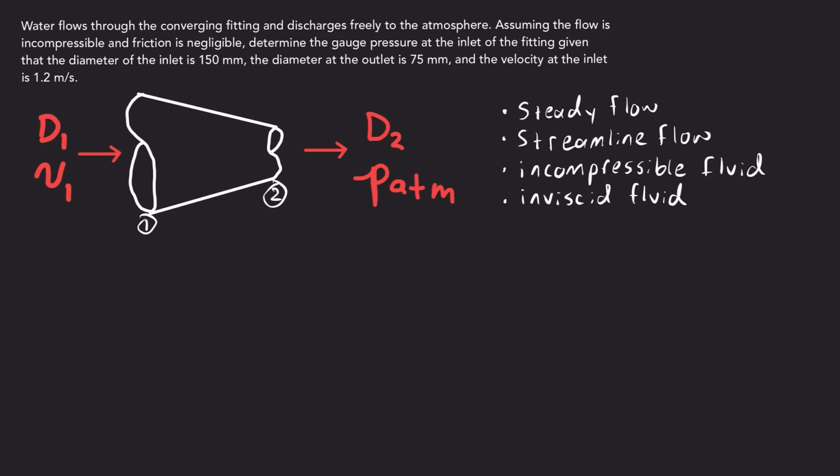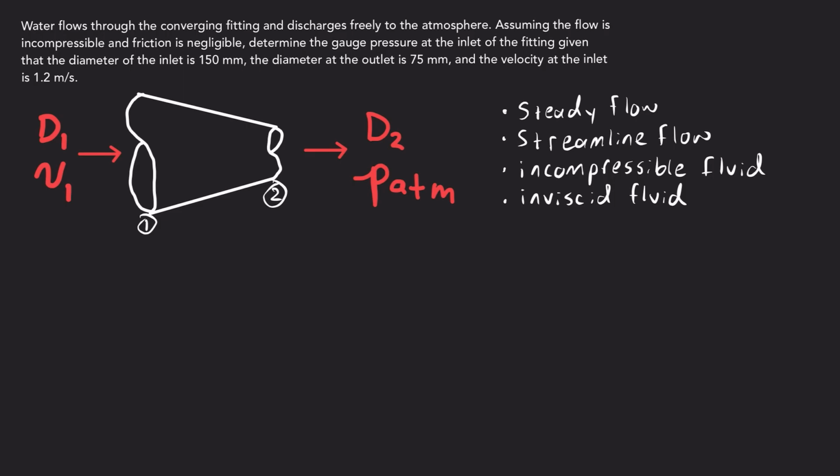So in my diagram here, I've labeled points 1 and 2 of this converging fitting, and I've also added in some symbols for our known values, our inlet diameter and velocity, and our outlet diameter and pressure. So in order to solve this problem, we're going to try to apply Bernoulli's equation.